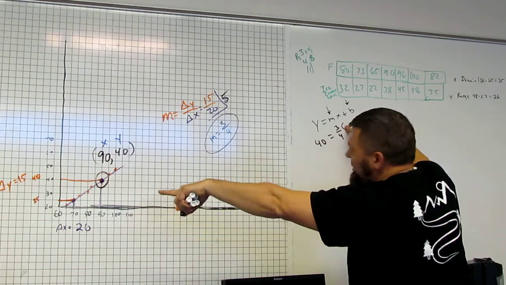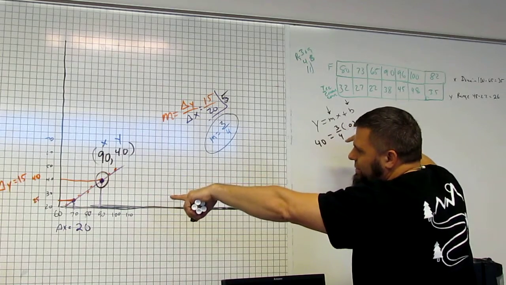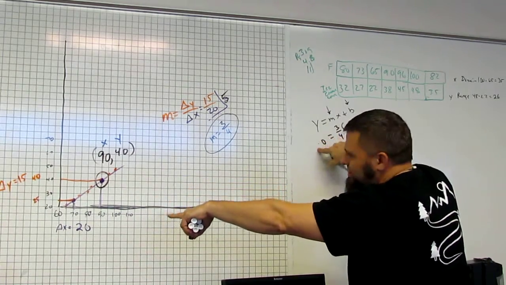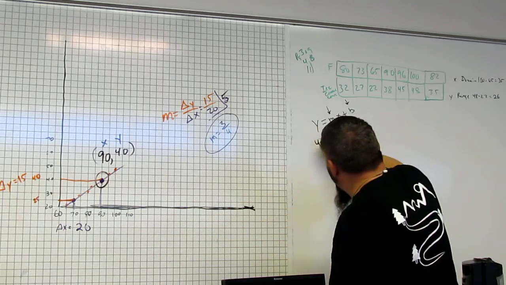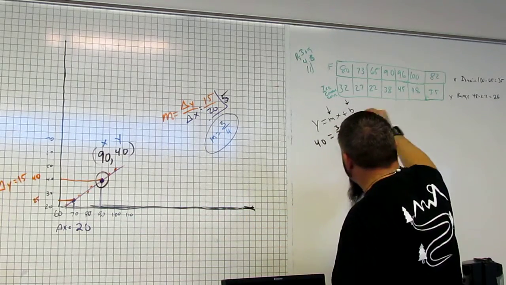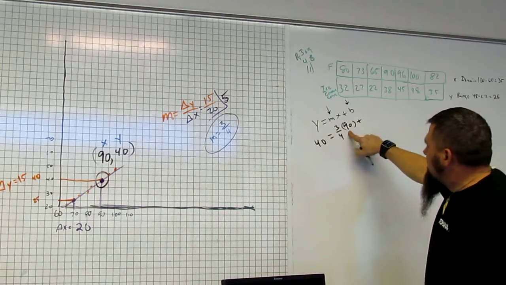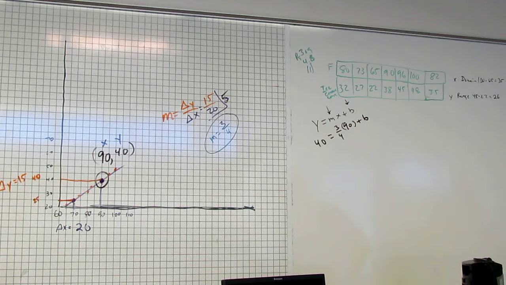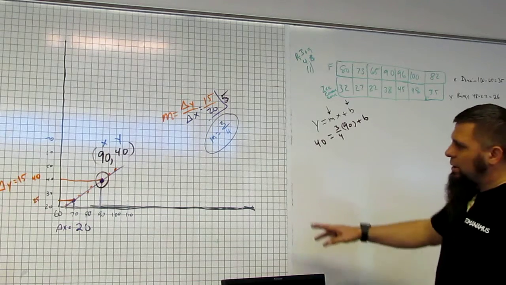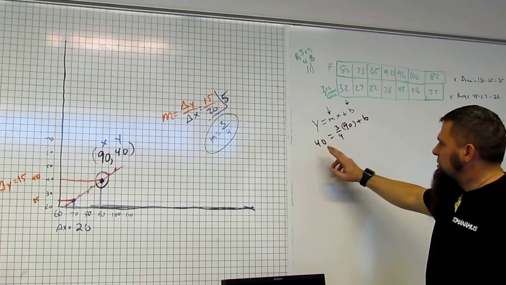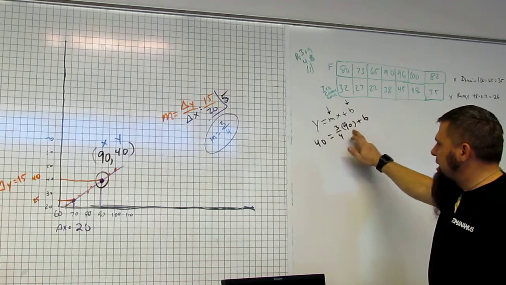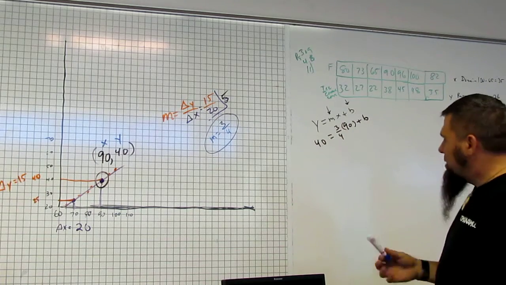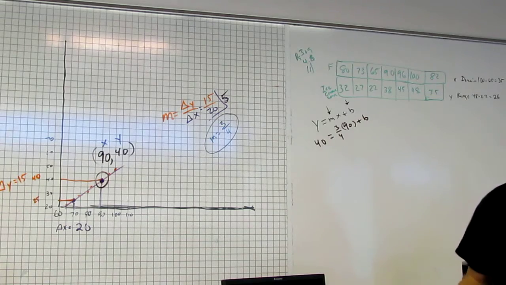Oh, no, sorry, not 40. Wait. Did I say that? Yeah, y is 40. X is 90. Sorry about that. Plus b. Okay? 90 and 40? Yep. So y is 40, x is 90, m is 3/4. Then we just, what's 3/4 of 90?